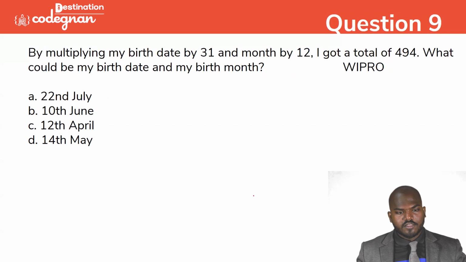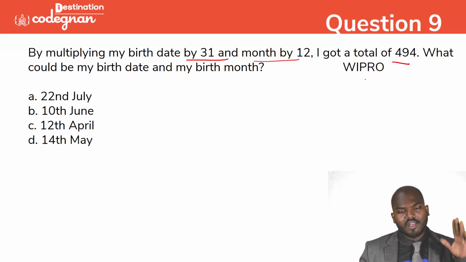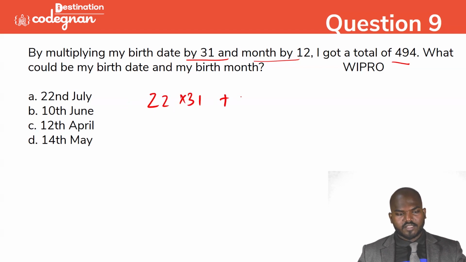Okay. Next one. By multiplying my birth date by 31 and my birth month by 12, I got the value of 494. What could be the birth date and my birth month? How can I see this? 494 they are saying here. So option verification, because we can only do option verification. 22 times 31, plus July, 7, right? 7 times 12. If you add it up, that will give you 766.